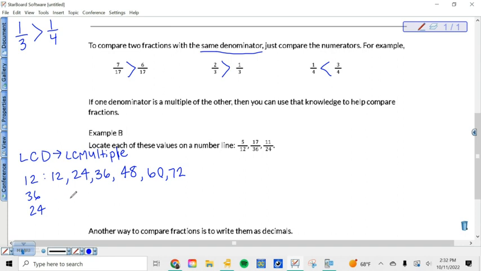72. How about 36? What's 36 times 1? 72. Wait, no. Next one's 72. Good. My bad. What's 24 times 1? 24 times 2? 24 times 3? What is the smallest number that all three of those lists have in common?